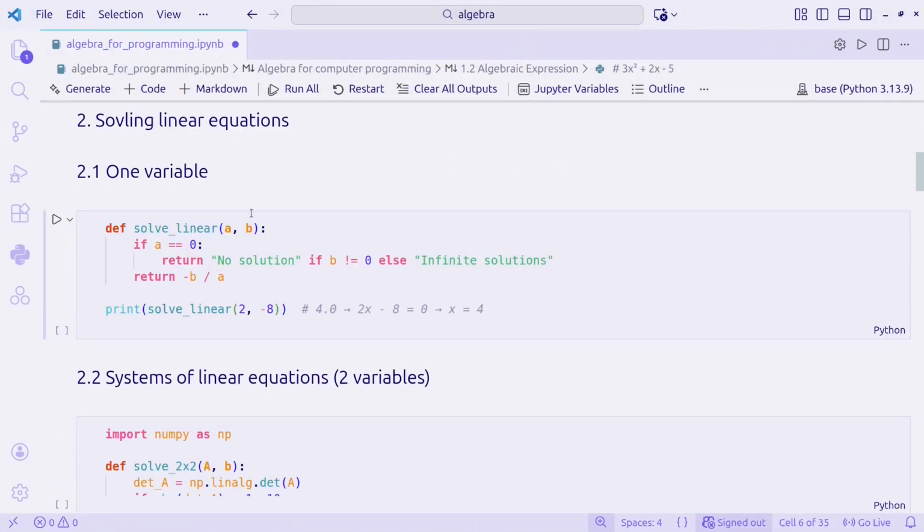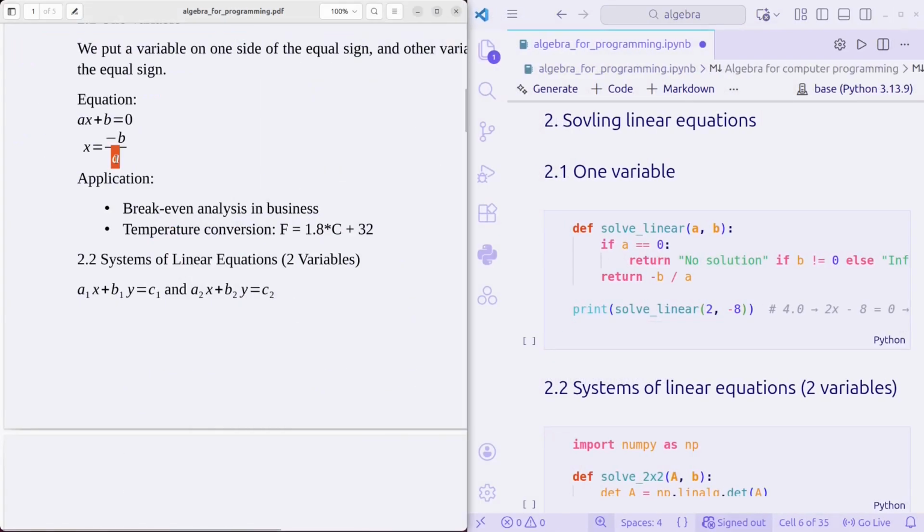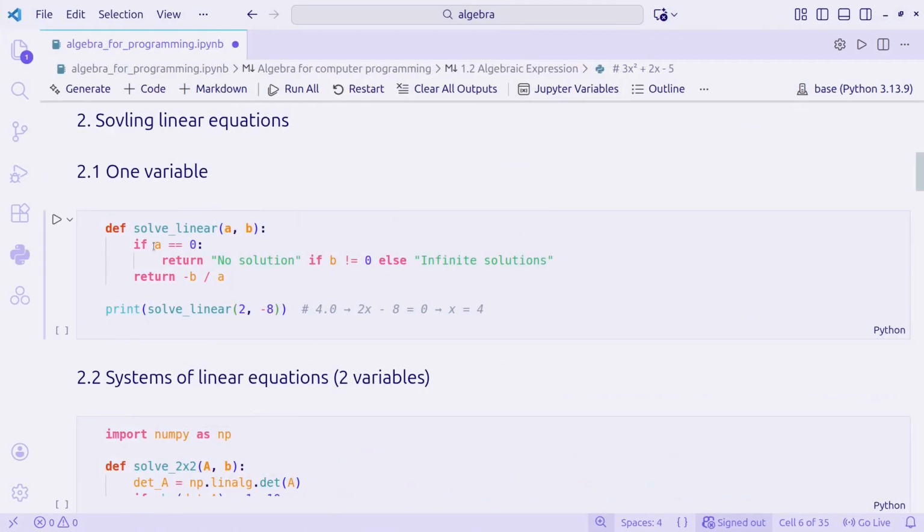If we have only one variable to solve from a linear equation, we can make a simple function to do so. I want to solve ax plus b equals 0. How can I do it? I can make a function like this one. I need to check whether a is equal to 0 or not. If it is equal to 0, I will have no solution because a cannot be 0. It can be any other number, so that this division is allowed. If a is equal to 0 and at the same time b is not equal to 0, then I will have an infinite number of solutions.